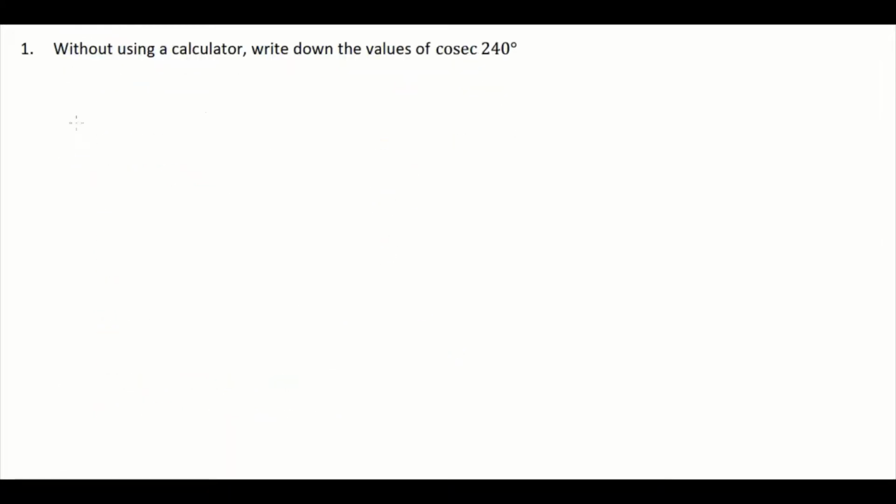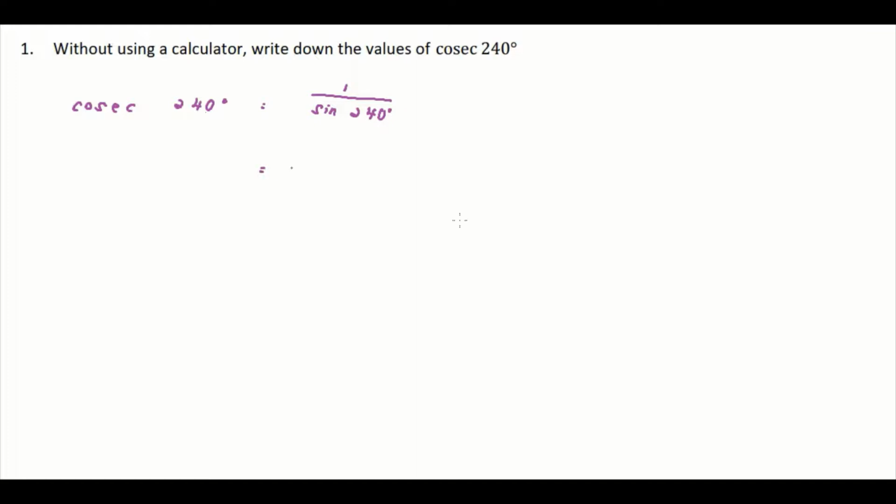Okay, so let's try to look at number one. This is a very short one. I just want to introduce you the idea for cosecant. So the same thing, let's try to write them in a reciprocal form. So cosecant for 240 degree will be equals to, so try to change it into the reciprocal form, 1 over sine 240.